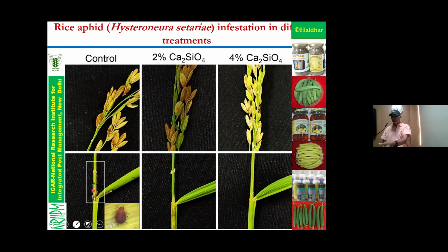Rice aphid, what is the symptom of rice aphid? It is on the below side, sir. Oh, not on the grains. Yes, this is there, not on the grains.